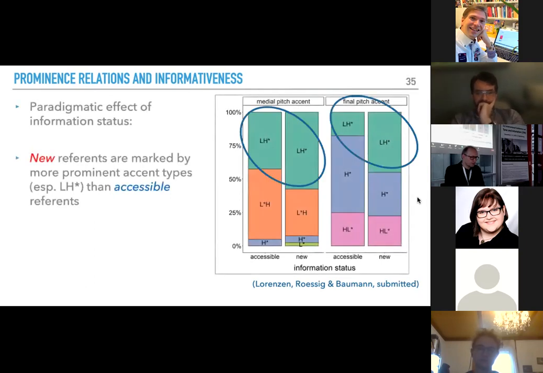The results show that, first of all, new referents are generally marked by more prominent accent types than accessible referents, both in medial and final position, which is wonderful and which is in line with the highlighting hypothesis, or with the highlighting view.